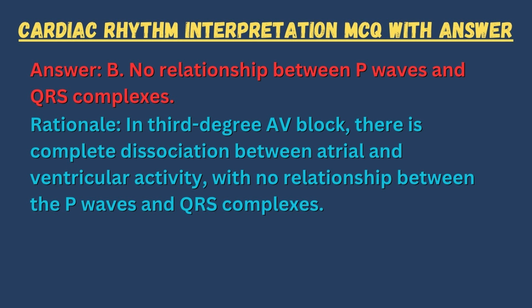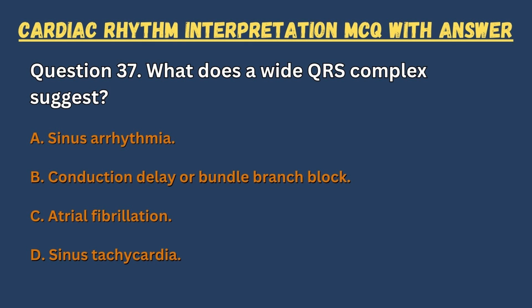Answer: B. No relationship between P waves and QRS complexes. Rationale: in third-degree AV block, there is complete dissociation between atrial and ventricular activity, with no relationship between the P waves and QRS complexes.